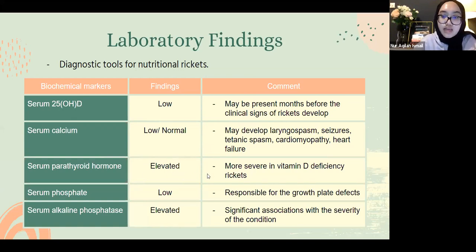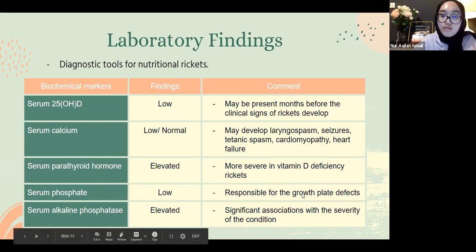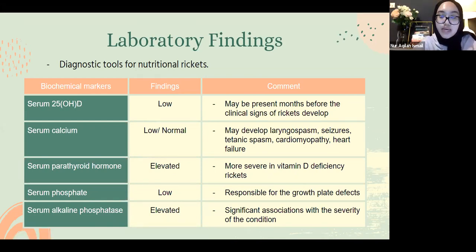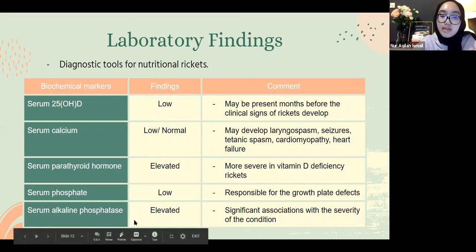Serum parathyroid hormone is suspected to be elevated. And there is also a report that it is more severe in vitamin D deficiency rickets. Serum phosphate is suspected to be low, and it's said to be the one that is responsible for the defects in the growth plate. Serum alkaline phosphatase is expected to be elevated. We know that alkaline phosphatase is not specific to bone because other tissues can also produce it. But you have to know that in children, most of the alkaline phosphatase actually comes from the bone. So alkaline phosphatase can correlate with the severity of the condition.